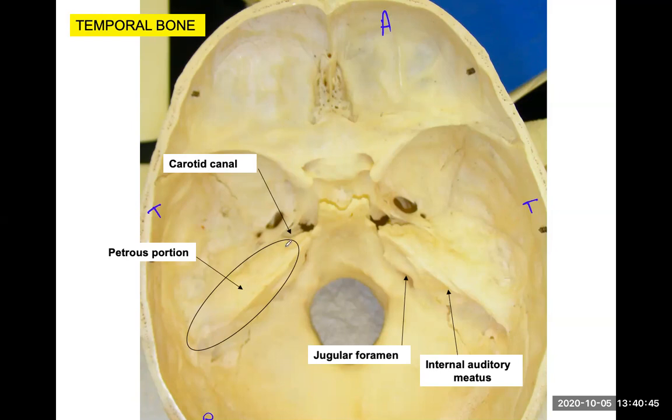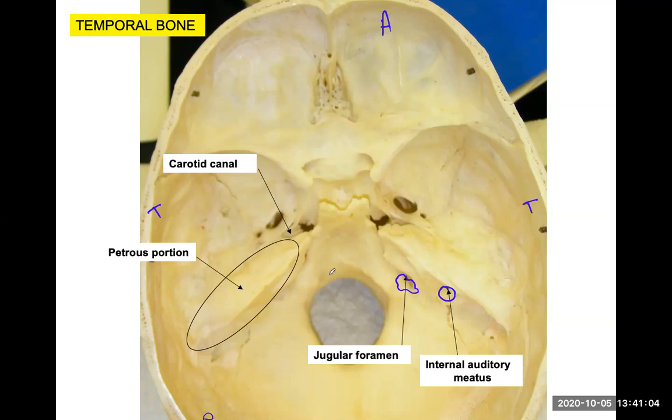So what you have again is this kind of a mountain-like structure poking out, which is your petrous portion. And then you have your jugular foramen, which would be the more irregular shaped one, and the little opening right on top, which is the internal auditory meatus.